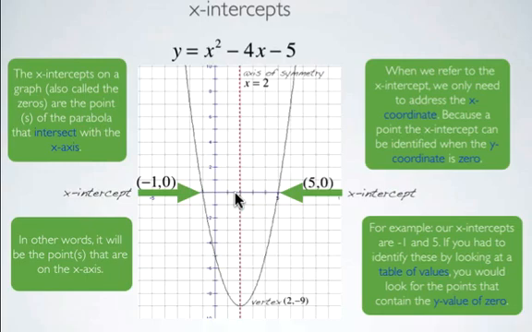If you had to identify these by looking at the table of values, you would look for the points that contain the y value of 0.